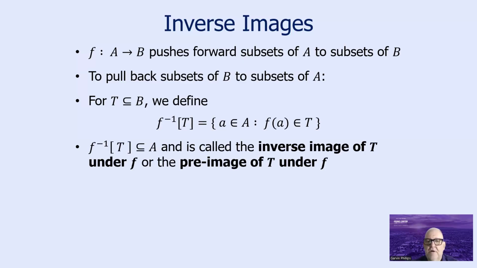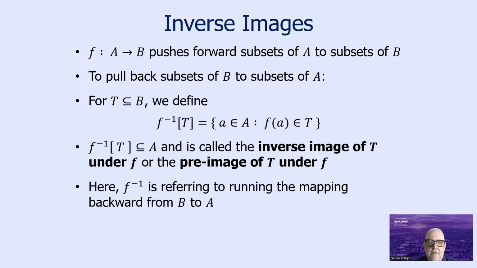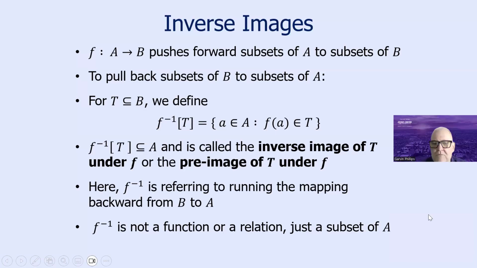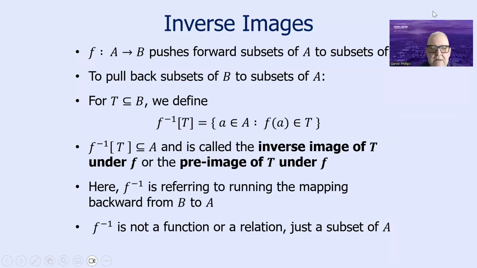F inverse of T, a subset of A, is called the inverse image of T under f, or the pre-image of T under f. Here, f inverse is referring to running the map backwards from B to A instead of from A to B. F inverse is not a function or a relation, just a subset of A.